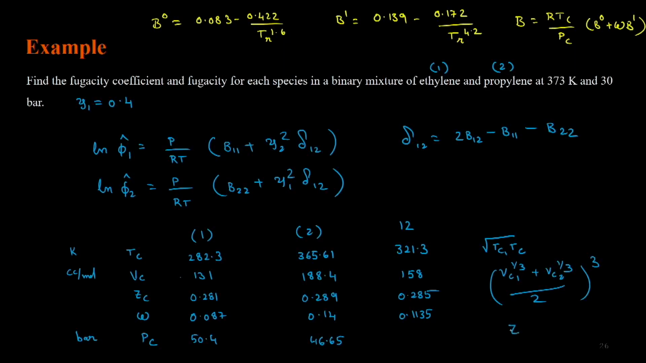as Zc12 R Tc12 by Vc12. And this turns out to be 48.19. This is the value of Pc12. So now once I have the critical parameters for 11, 22 and 12, I can calculate the reduced temperature first.